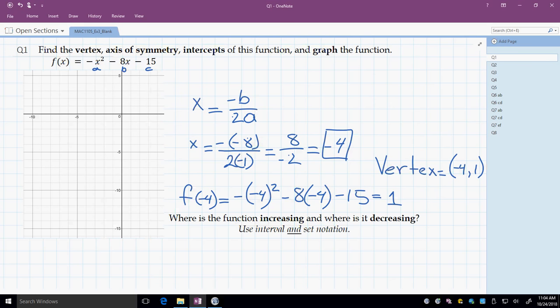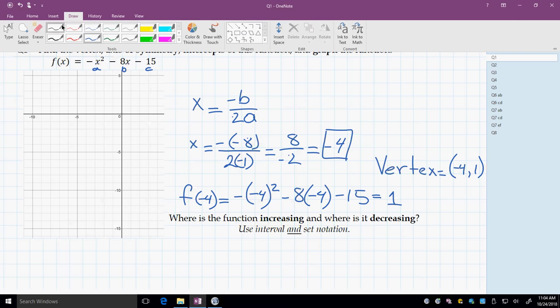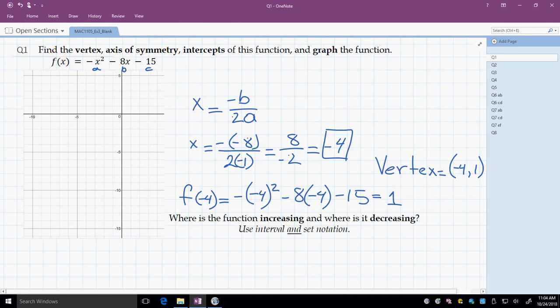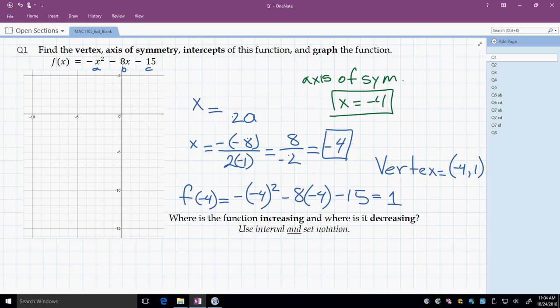Now that we did this, it's easy to answer the axis of symmetry. We did it already, so you only have to label that. Axis of symmetry is going to be x equals negative 4. It's the x value of your vertex. Next one, intercepts.